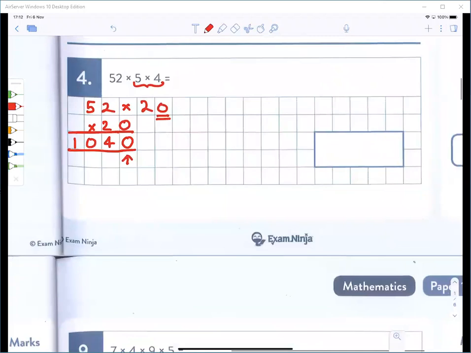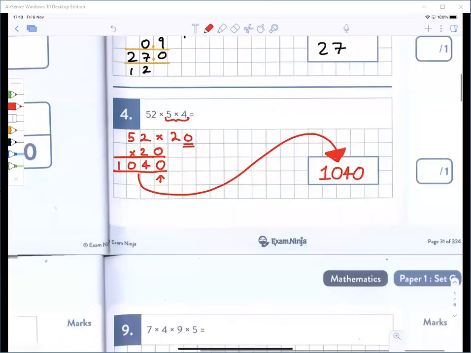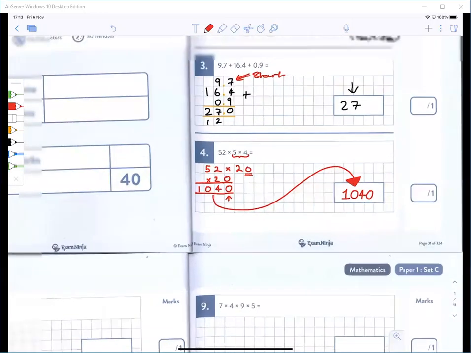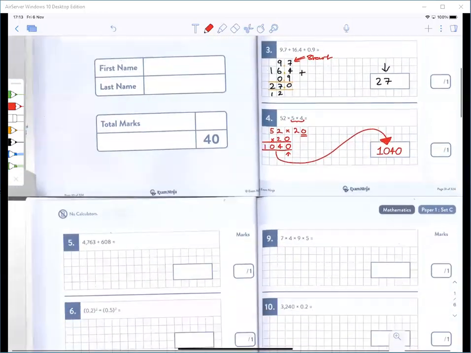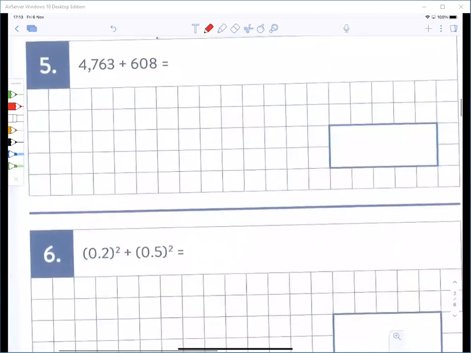Okay, done. So then you copy the answer up over here. Make sure when you do the exam, you copy up your answer. Don't leave the answer in the working out area. Also copy it into the answer area there. Okay, lovely. That's the first page done. So now the next question is 4,763 add 608. So how do we do this question?